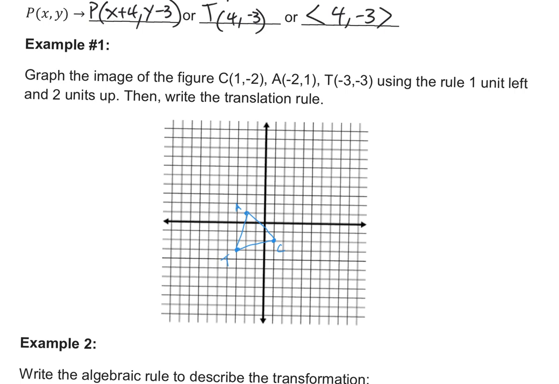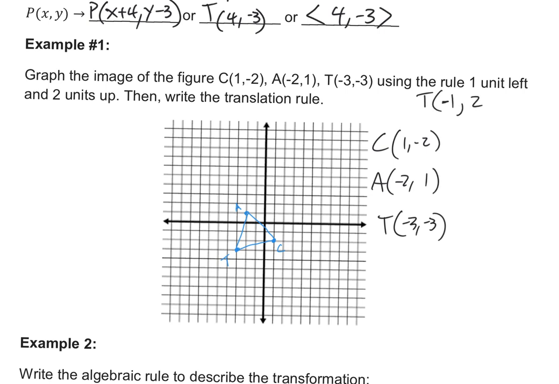So we're going to write C, and C is at (1, -2). A is at (-2, 1). And T is at (-3, -3). And the translation they want us to do here is they want us to do 1 unit left, so that's -1 on the x, and then 2 units up, and that's +2 on the y. So essentially, we're just going to add these to each of these.